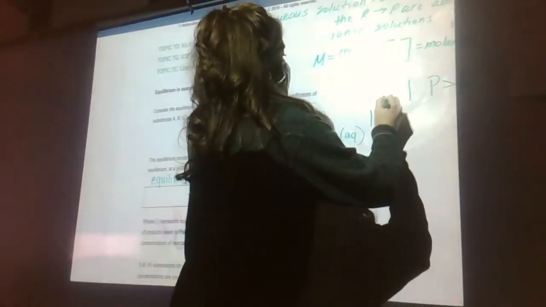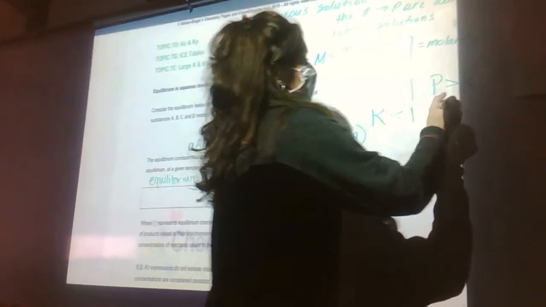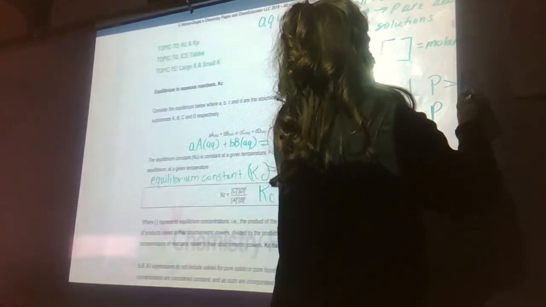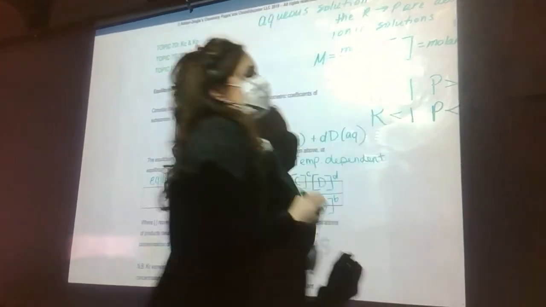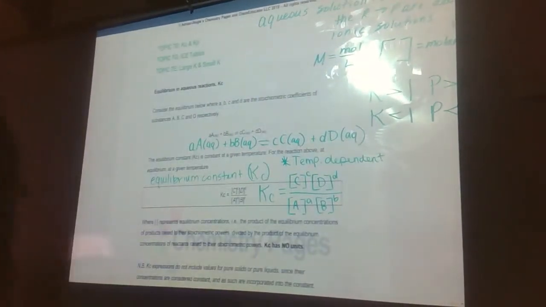If K is less than 1, products are less than reactants. These are what we say lie to the left. Whenever you reach equilibrium, you haven't made very much product. You've made more reactant, or you've stayed on the reactant side.